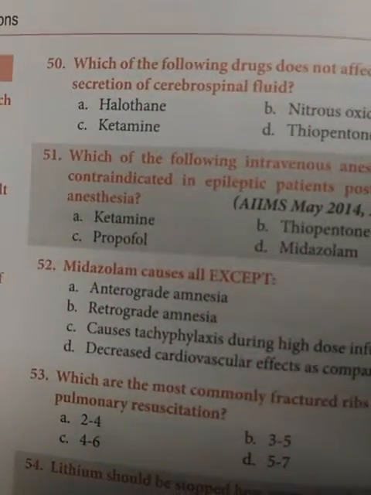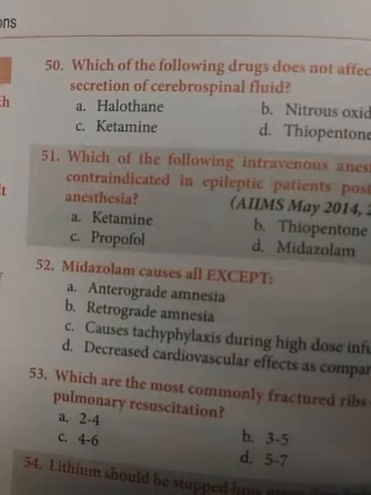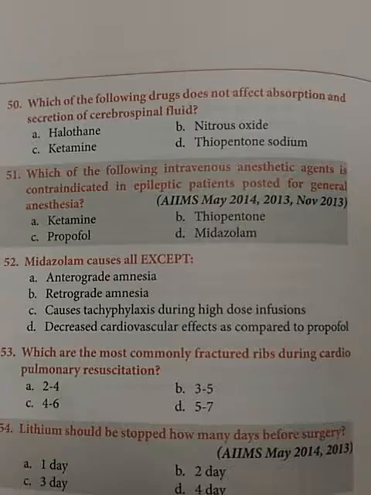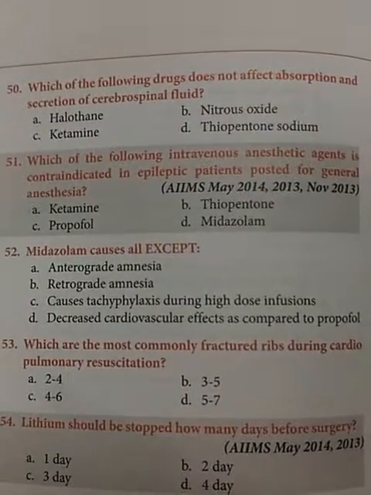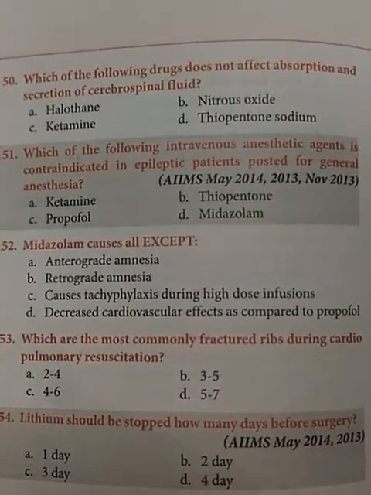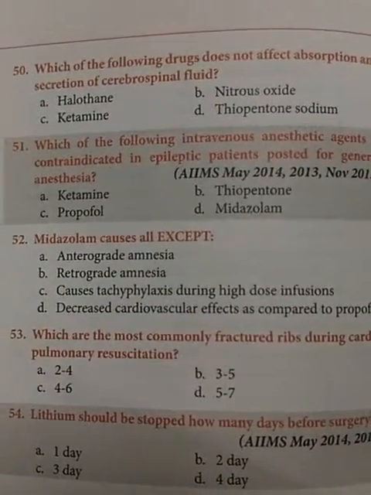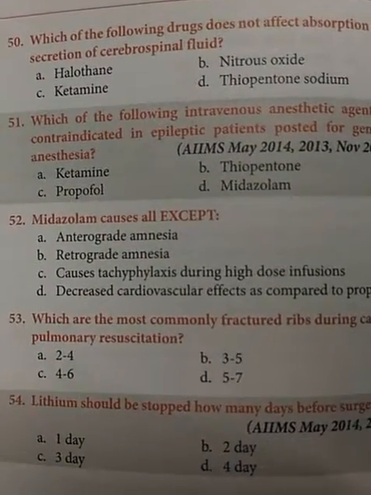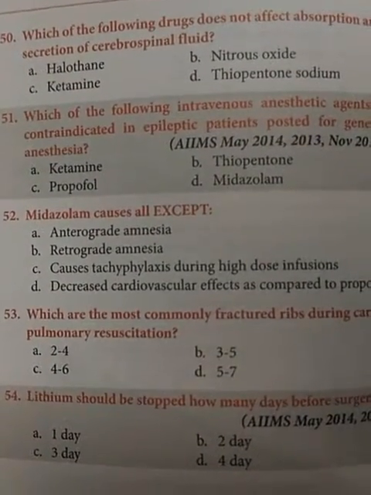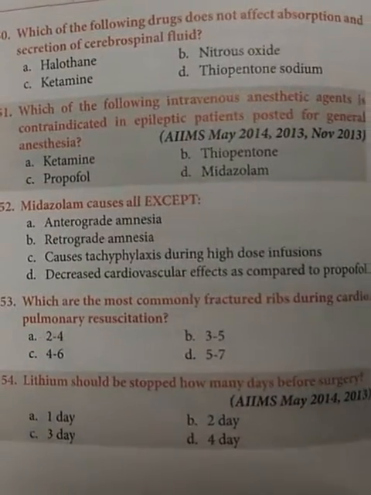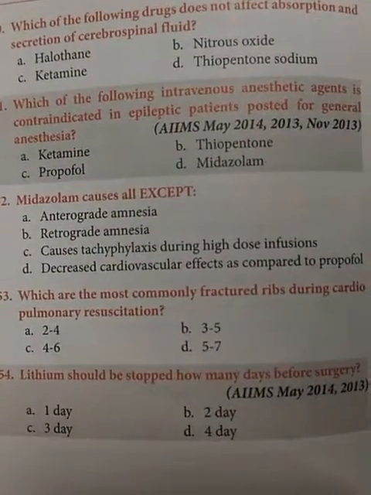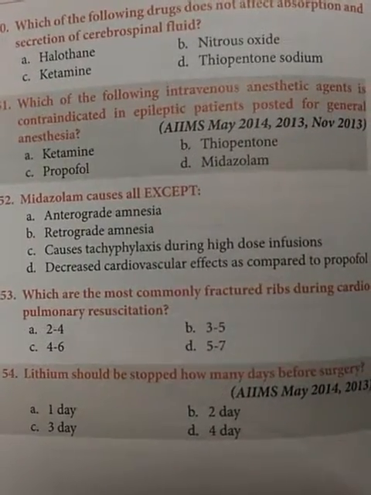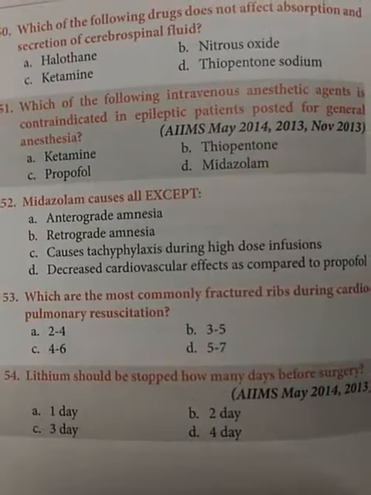Again the same question, which of the following anesthetic agents in a contracting epileptic patient is safe in the CVS but not here? It is ketamine. Midazolam causes all except, yes, it causes anterograde amnesia but not retrograde amnesia. It causes tachyphylaxis during high dose infusion, decreased CVS effect as compared to propofol. So the answer is B. The next question, during CPR most commonly fractured rib, it's mostly the 3 to 5. However, on the left side it's 2 to 7 rib and 2 to 6 rib on the right side.